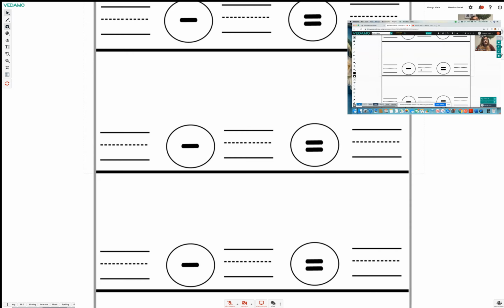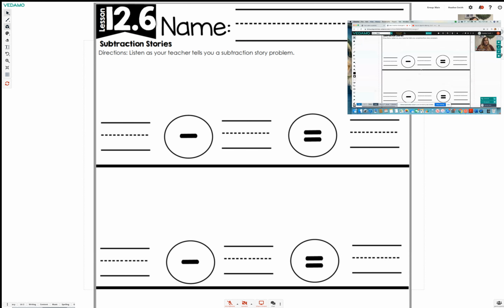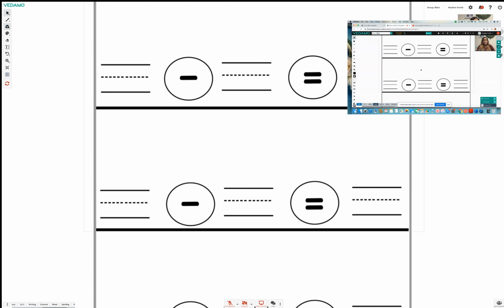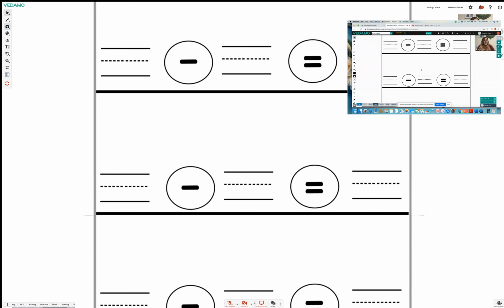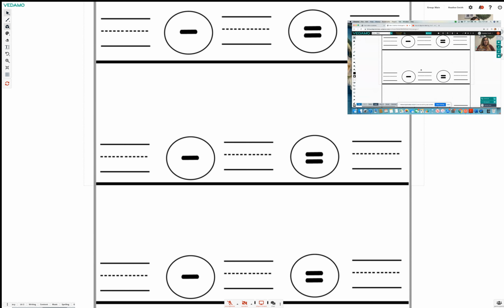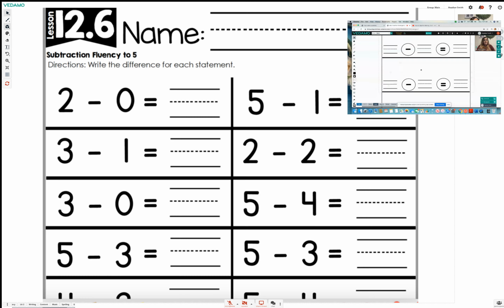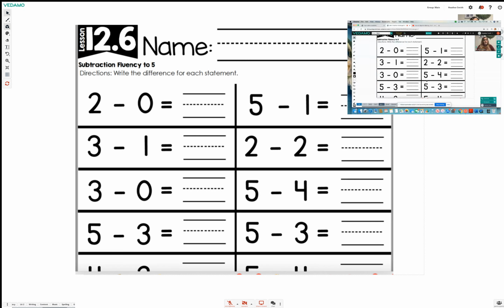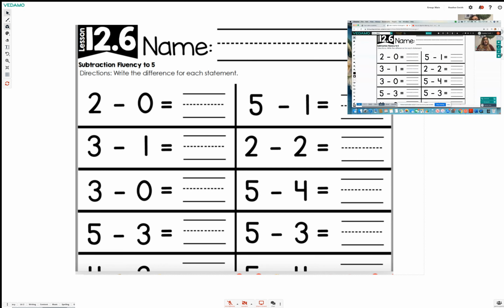So the first one was, Miss Heather has 10 dogs, but I gave 5 of them to Miss Luba. The second one was, I had 4 cookies, but I ate 2 of them. So how many are left? The third one, I had 7 balloons, but 5 of them flew away. So how many do I have left? And then the last one is, I had 8 pieces of candy, but I gave 7 to my friends. How many do I have left? And then the back is just subtraction again, so just reminding them of the subtraction we started doing 2 weeks ago.